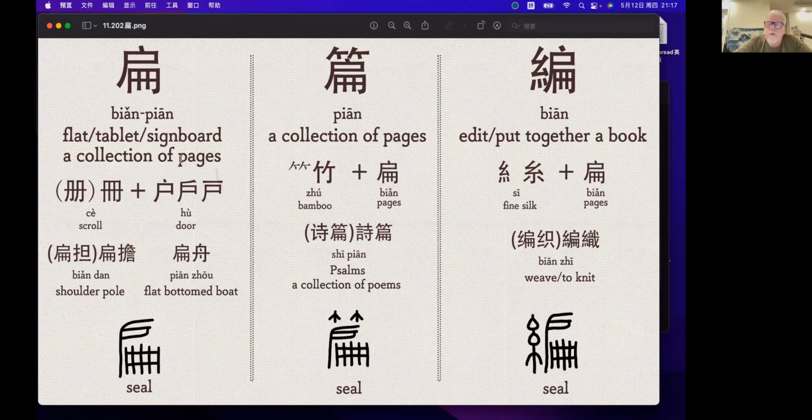So we have the Chinese word bianzhi. It means to weave a book together or to weave clothes together. So it means to weave or knit.